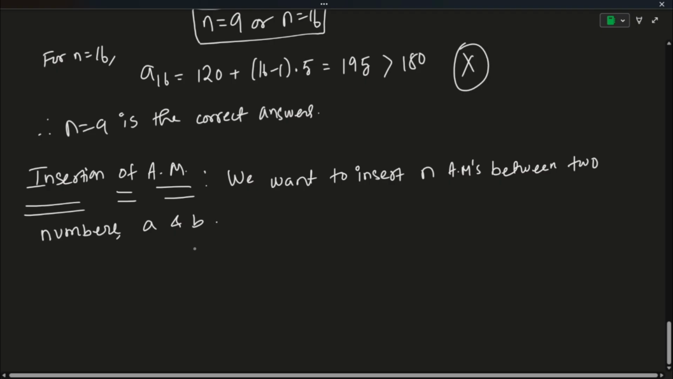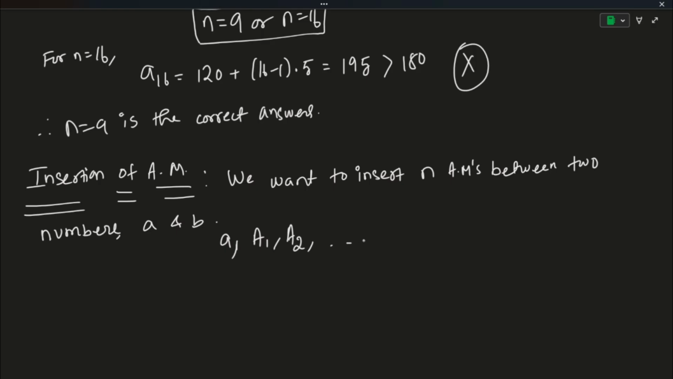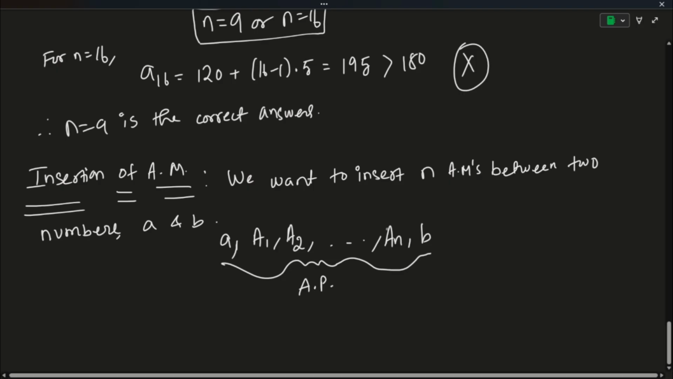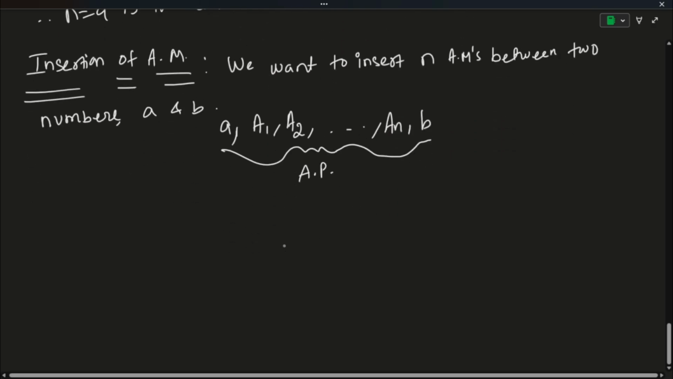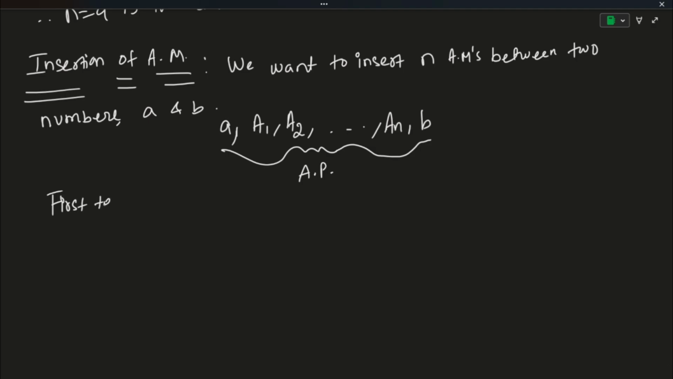So obviously the series will come like this: A, A1, A2 and so on up to An, and then comes B, and we want this thing to be an AP. We want this to be an arithmetic progression. So A and B are the two numbers given. You want to insert n such numbers between A and B such that the whole thing is an AP. This is called inserting arithmetic means. Now how will you find the value of A1, An and so on? Obviously if this is an AP, I do know again that the first term is equal to A, correct?